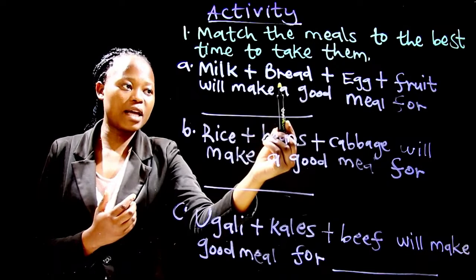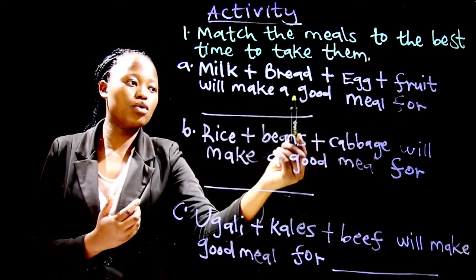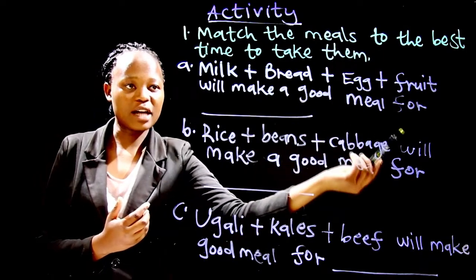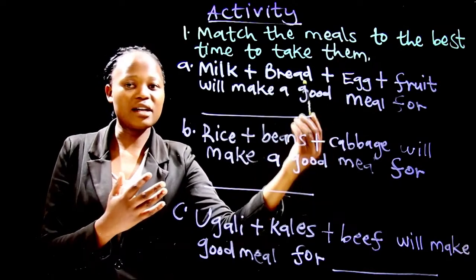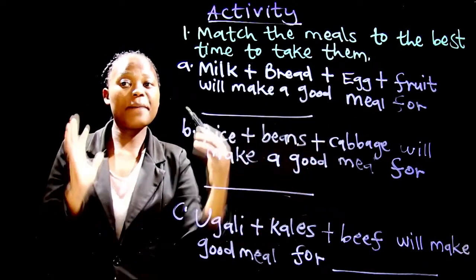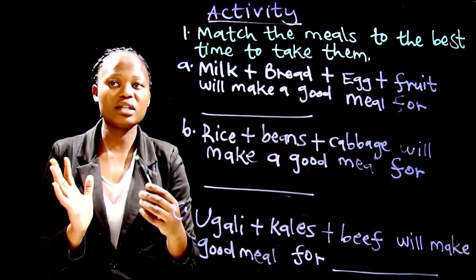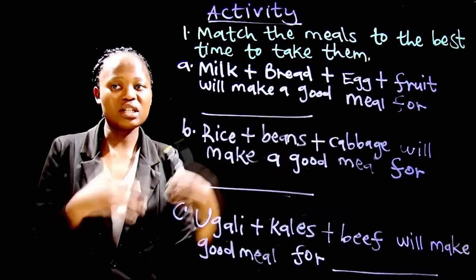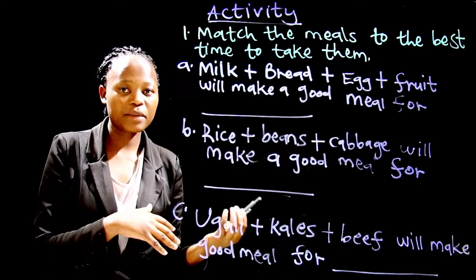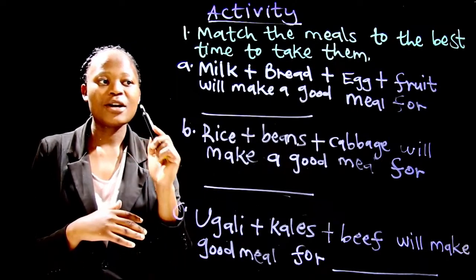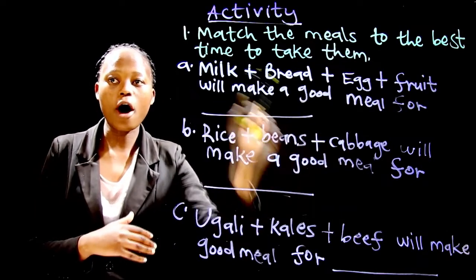Milk plus bread plus egg plus fruit will make a good meal for dash. So when you take milk and bread and an egg and a fruit, it will be the best meal for which time? Is it in the morning, or is it afternoon, or is it in the evening, or is it for breakfast, or is it for lunch or supper? Yes? Good. Milk, bread, egg and fruit will make a good meal for breakfast.